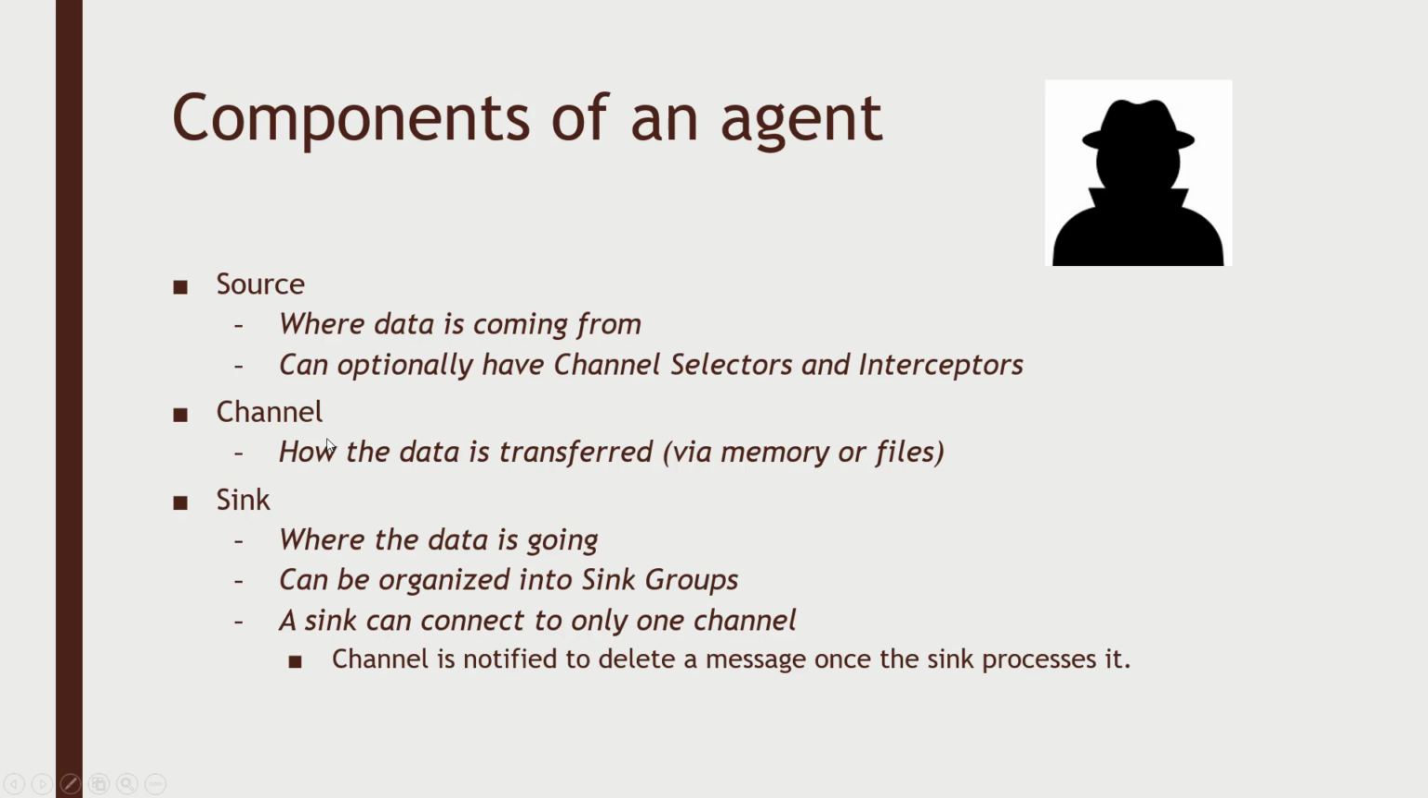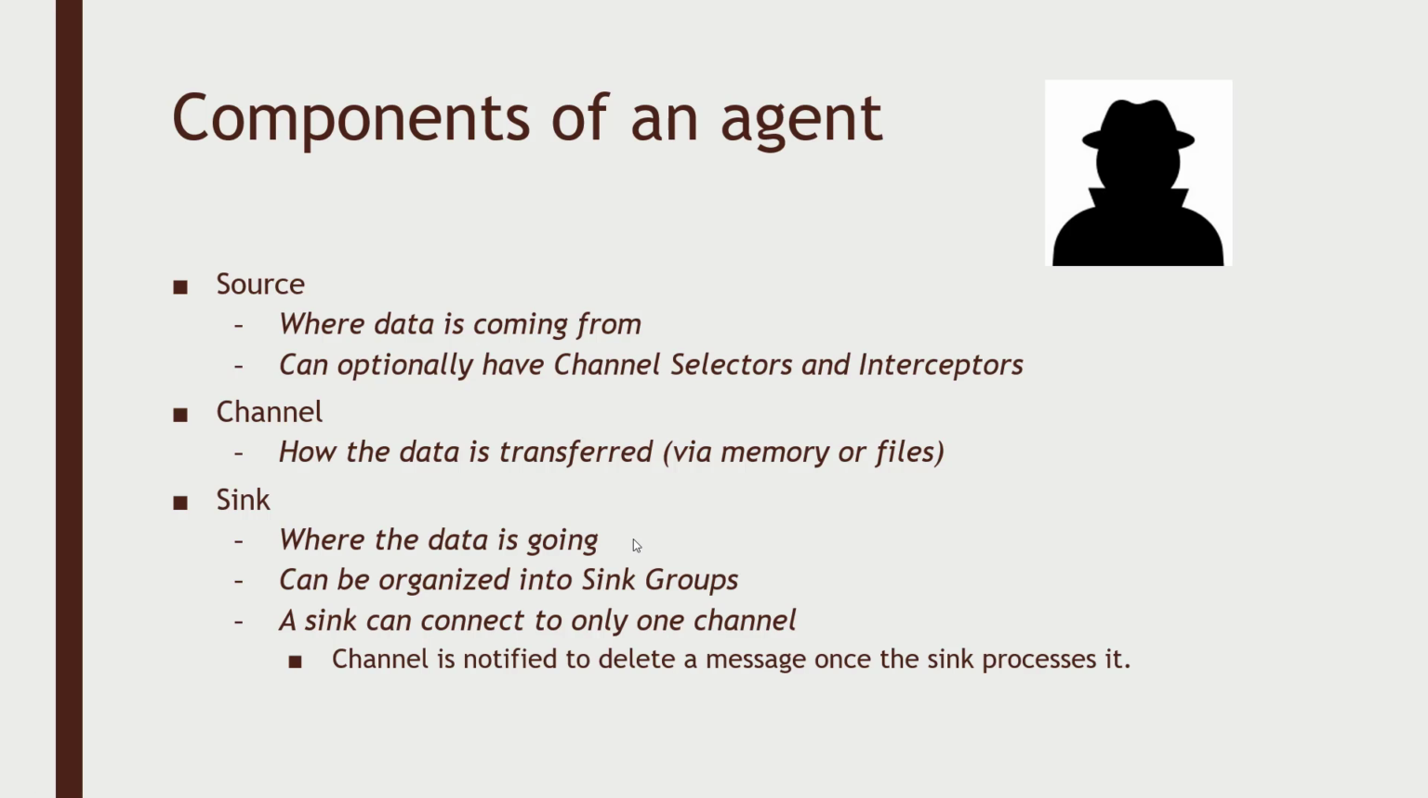The channel is how that data gets transferred between the source and the sink. So there's basically two choices there. One is through memory, which of course is going to be the fastest way of doing it, or you can transfer through files. So if you want to make sure that your data is being transferred in a persistent manner, so if a Flume server actually goes down, it can recover from that, and it doesn't lose the data in memory, then you might want to consider files. But for most cases, memory is good enough, and that's going to be the fastest way of dealing with it. Finally, the sink determines where your data gets stored to, where your data is going.